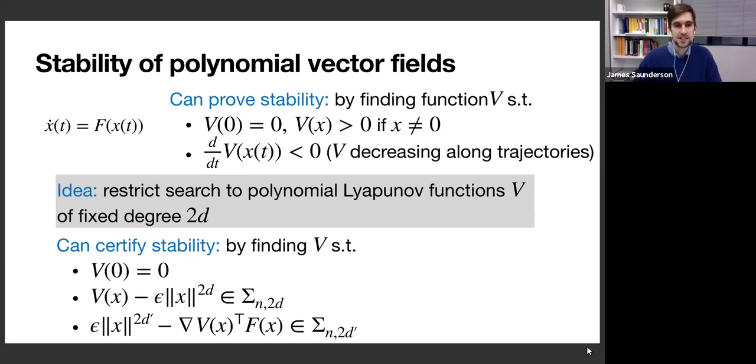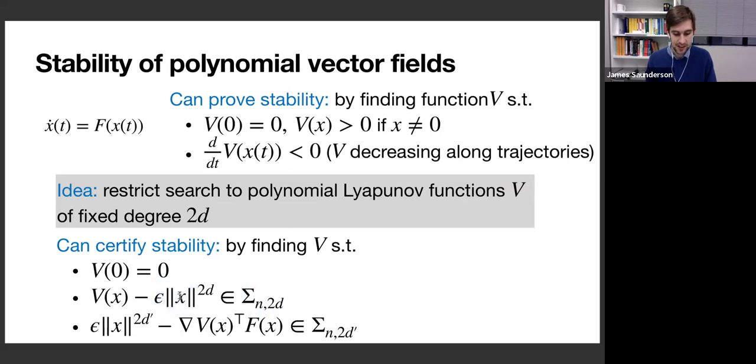The idea is that we're going to restrict to polynomial functions of some degree, and we can certify stability, for example, by finding a V. Before, we wanted a V that was positive definite. Here we could ask for something stronger in two ways. We could ask for something that's not just a sum of squares, but in fact, even when you take a little bit off it, it's a sum of squares.